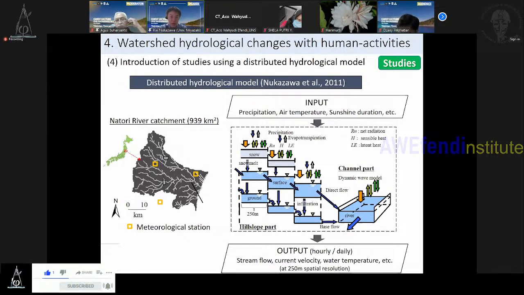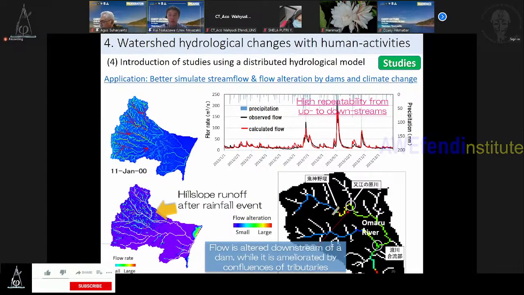By inputting meteorological data, including precipitation, air temperature, sunshine duration, and so on, we finally get the output: streamflow time series, current velocity, water temperature, and so on, throughout the basin. So my study is to apply this distributed hydrological model to address many environmental problems. This is my interest.